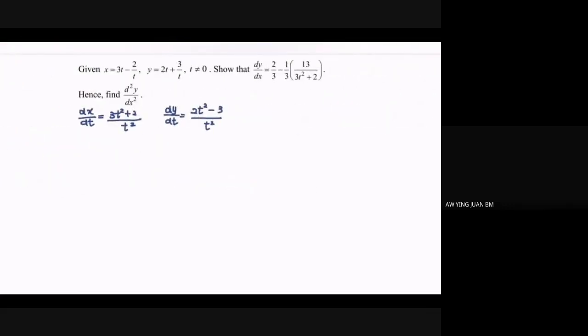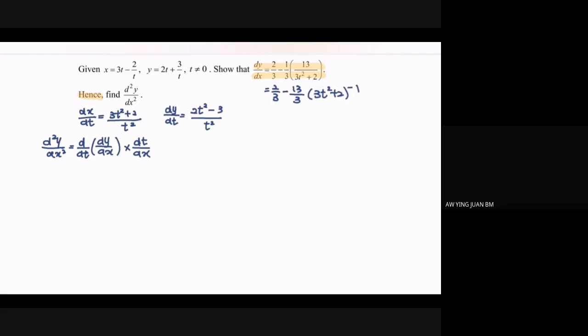So now we are going to find the second derivative. So before we start the discussion, we have to note that the formula for the second derivative is equals to differentiate the dy/dx with respect to t multiply with dt/dx. So in here, the question states hence, meaning that we are going to use this situation to find the second derivative. So before we start, we have to modify the situation, where we have 2 over 3 minus 13 over 3 bracket (3t squared plus 2) to the power negative 1.